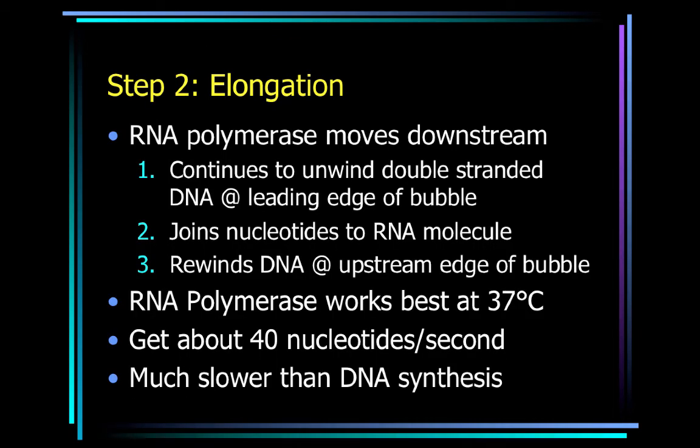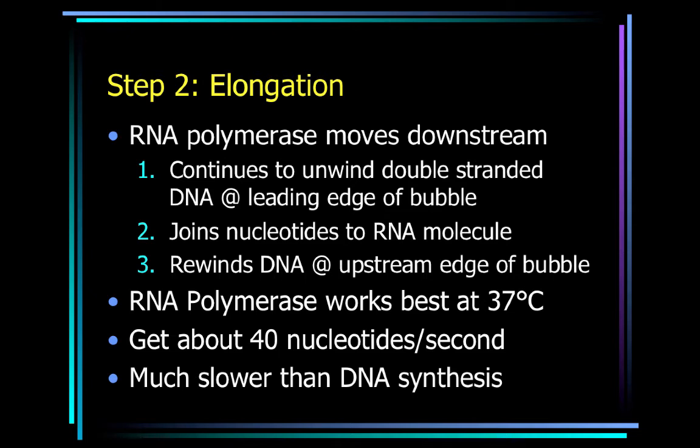That leads us into step number 2, which is elongation. And here it's going to be pretty straightforward as it was in DNA replication. So elongation in transcription is where RNA polymerase is going to move downstream. It's going to continue to unwind the double-stranded DNA at the leading edge of that transcription bubble. Then the RNA polymerase is going to join nucleotides to the RNA molecule at the 3' OH end. And finally, it's going to rewind DNA into the double helix form at the upstream edge of the bubble.